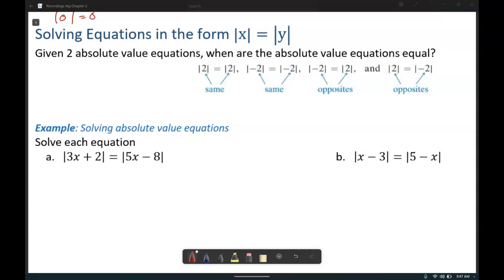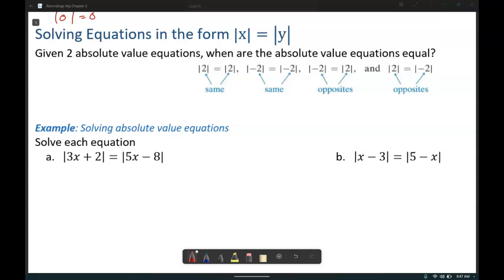of our equation. So if I take the absolute value of 2 and the absolute value of 2, those give me the same value. When I take the absolute value of -2 and -2, those are the same. That gives me the same absolute value. If I take the absolute value of -2 and the absolute value of 2, that gives me the same absolute value even though the expressions inside the bars are opposites, and if I switch the order of those, again, they're opposites.